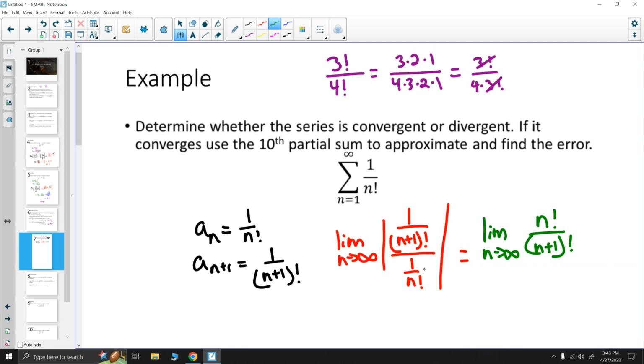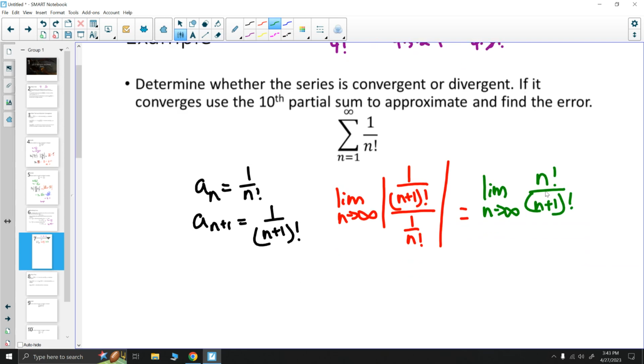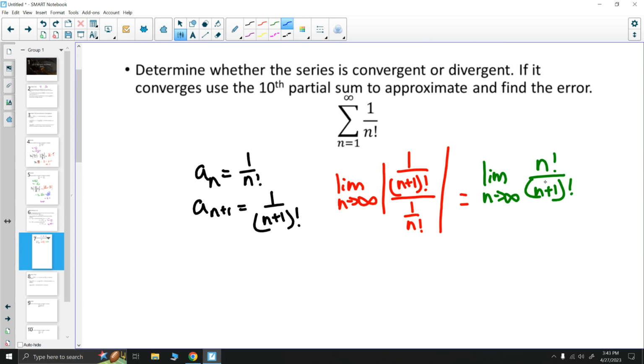Because, again, multiplying by the reciprocal, we put this n factorial on top. So we're here. Now, at infinity, we have an infinity over infinity. And I don't know off the top of my head any method to take the derivative of n factorial. So that's out for L'Hôpital's rule or something like that.